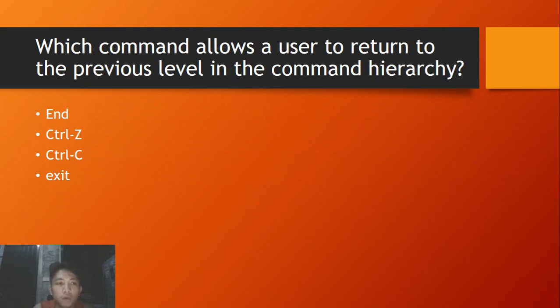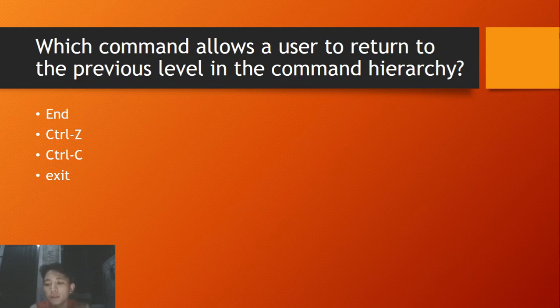Which command allows a user to return to the previous level in the command hierarchy? We have here end, Ctrl+C, and exit. The command that allows a user to return to the previous level in the command hierarchy is the exit command. Why? Because end and Ctrl+C return the user to privileged EXEC mode. Ctrl+C ends a command in process. The exit command returns the user to the previous level of the command hierarchy.